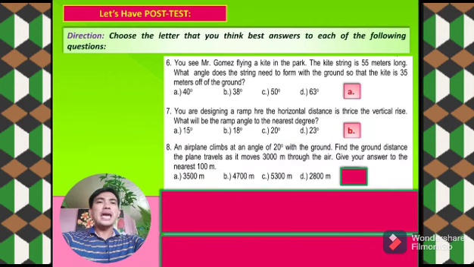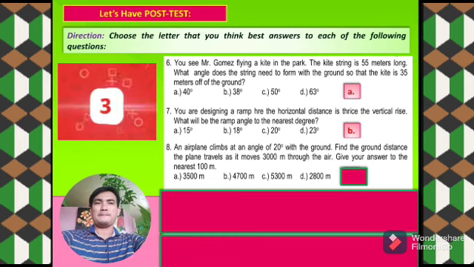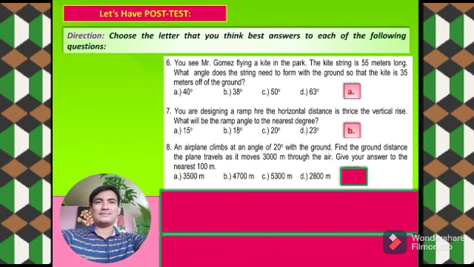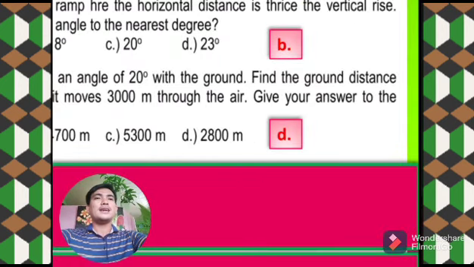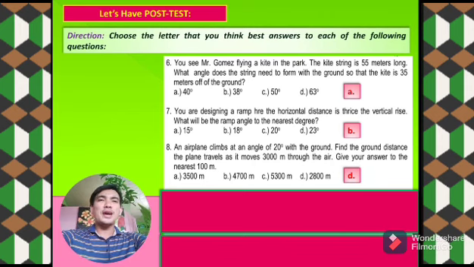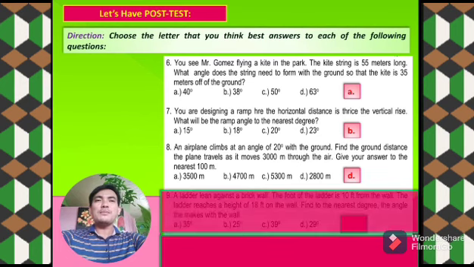An airplane climbs at an angle of 20 degrees with the ground. Find the ground distance the plane travels as it moves 3,000 meters through the air. Give your answer to the nearest 100 meters. Ready? Go! And the correct answer is letter D. That's correct. You have 2,800 meters. Next up, we have number 9.